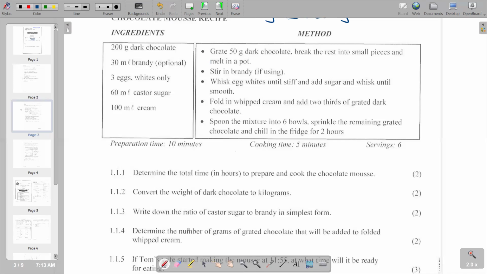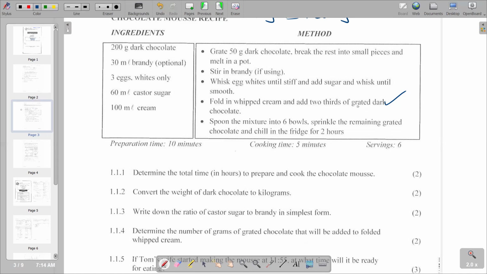The next part of our question is saying determine the number of grams of grated chocolate that will be added to the folded whipped cream. We look at that proportion as we are given. If you come to this point, it reads fold in whipped cream and add 2/3 of grated dark chocolate. Exactly, that's the information that we are looking for.